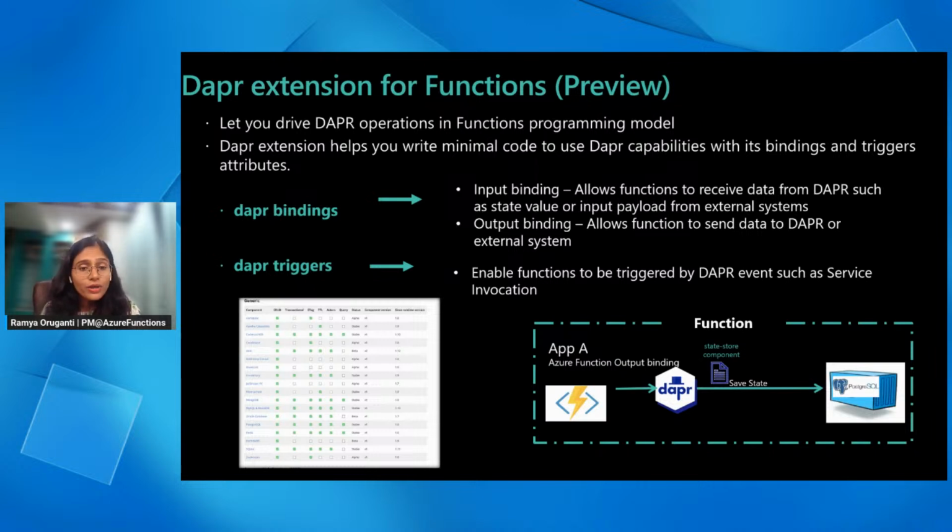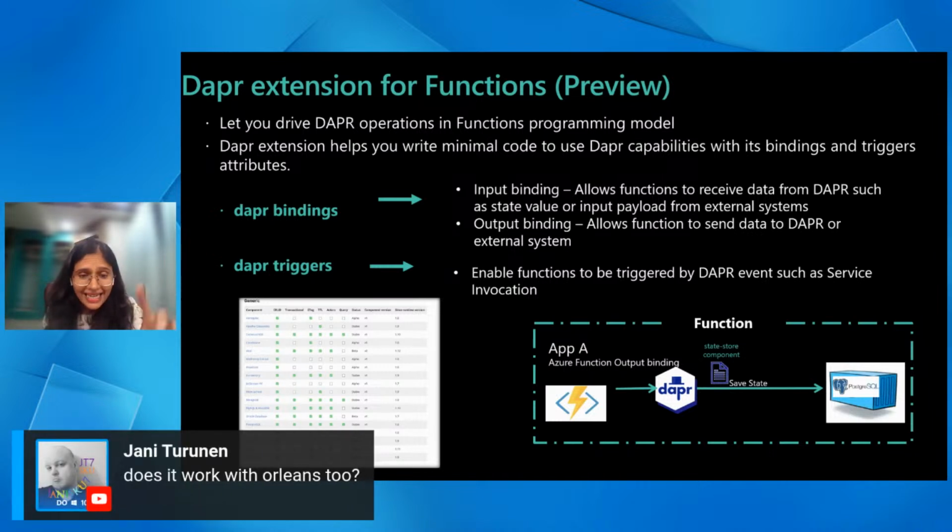So together with the functions programming model, you can write minimal code to use all of the Dapr capabilities, bindings, and trigger attributes, right? The Dapr extension supports input and output bindings. So the function app could receive data from Dapr, such as state value or input payload from external systems, using the input bindings. And then the function apps can send data to Dapr or external systems using the output bindings.